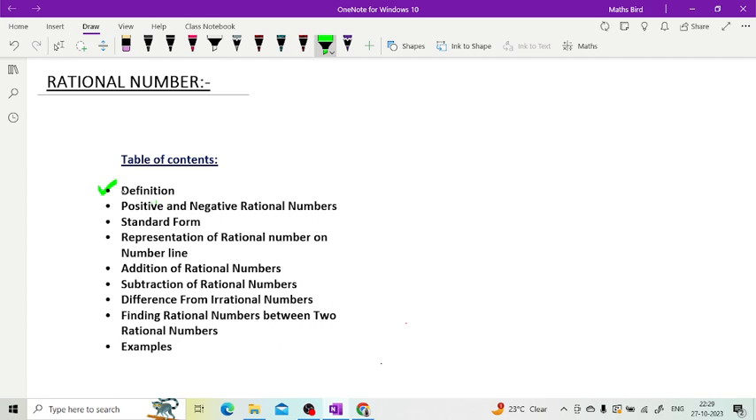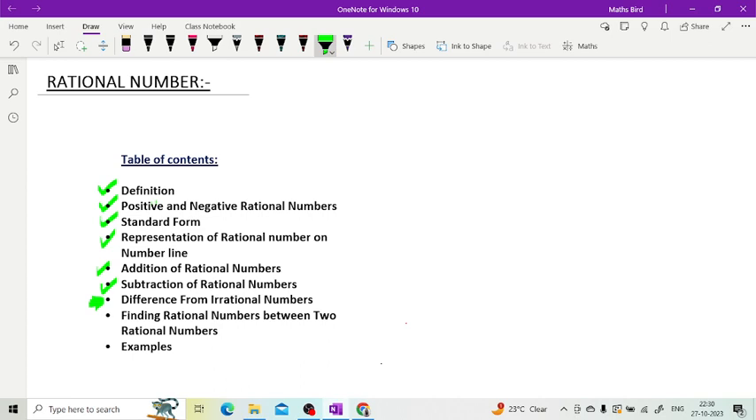Here we will discuss the first thing, the definition of rational numbers, then positive and negative rational numbers, then standard form, then how to represent rational numbers on a number line, how to add, how to subtract, how to multiply and how to divide rational numbers, and the difference from irrational numbers. We will discuss a little about irrational numbers also, then finding rational numbers between two rational numbers, right? So the first thing is, what is a rational number?